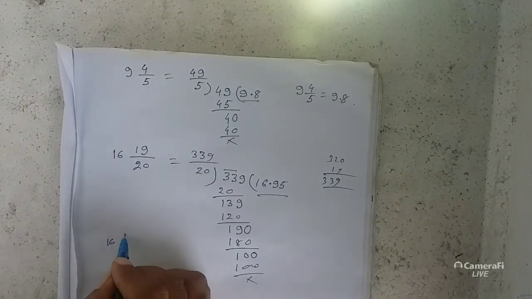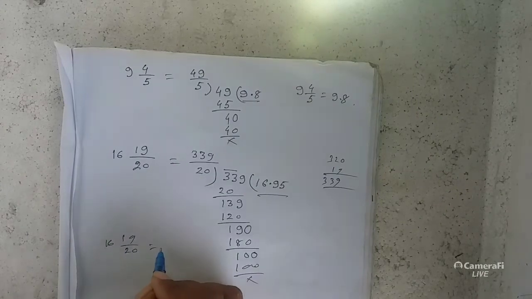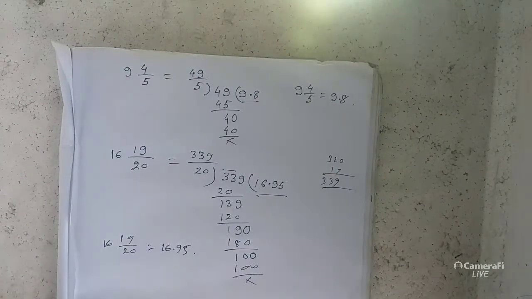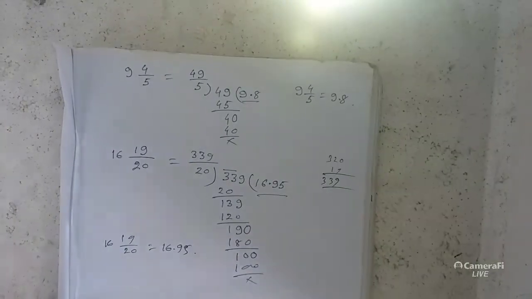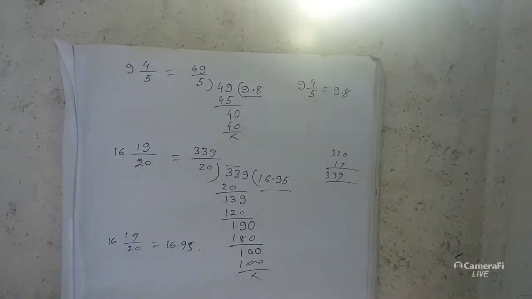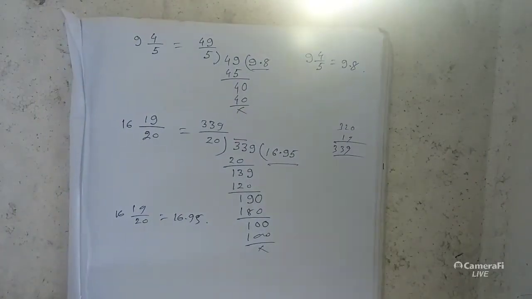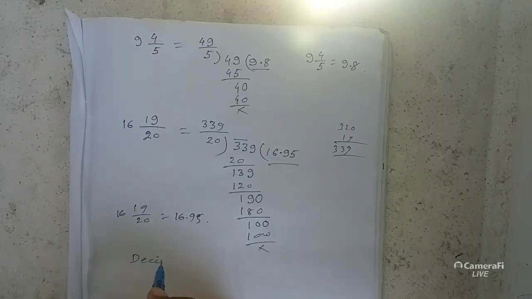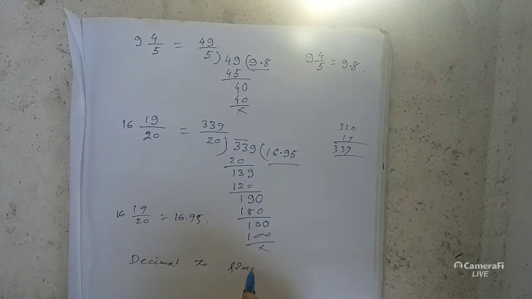So, 16 whole 19 by 20 becomes 16.95. Okay. Now, let us come to the next topic. So, in this way we can convert a fractional number into decimal. Now, we come to the next topic, how to convert decimal to fraction.